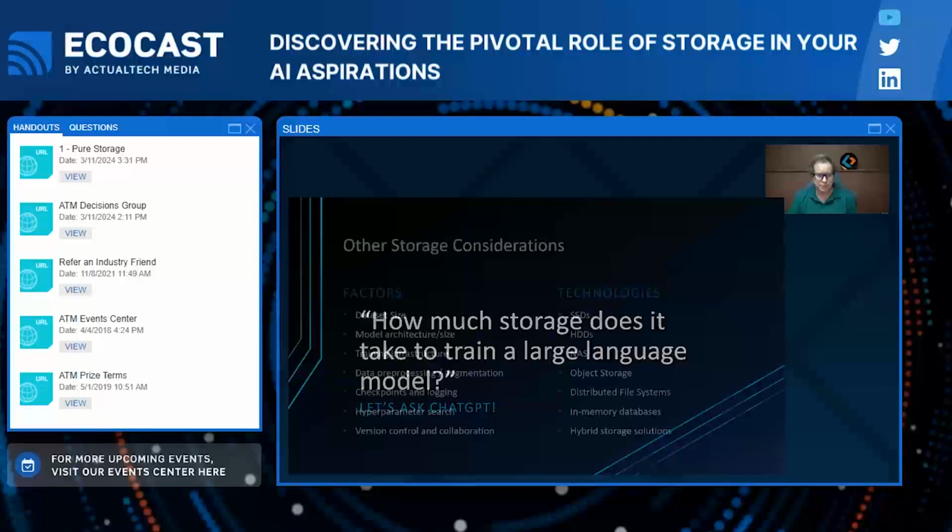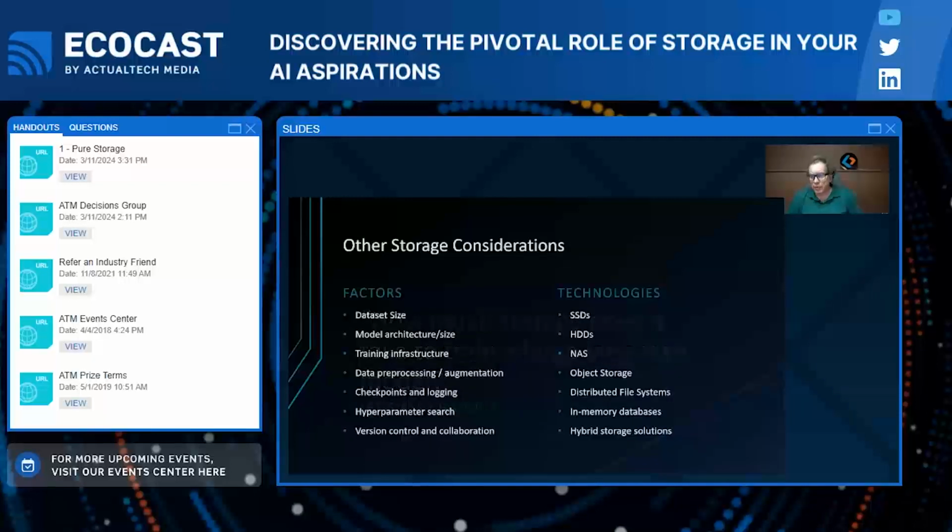So what else? Here's a brief overview of some of the other factors that might drive how much storage you need and what kind. You've got dataset size, model size, your training infrastructure, data pre-processing, checkpoints, logging, hyperparameter search, version control, and then how much collaboration is required for the number of teams that you've got working on your project. A lot of storage technologies can support the effort, and those range from SSDs and HDDs to NAS, object storage in the public cloud, distributed file systems, in-memory databases, and hybrid storage solutions.